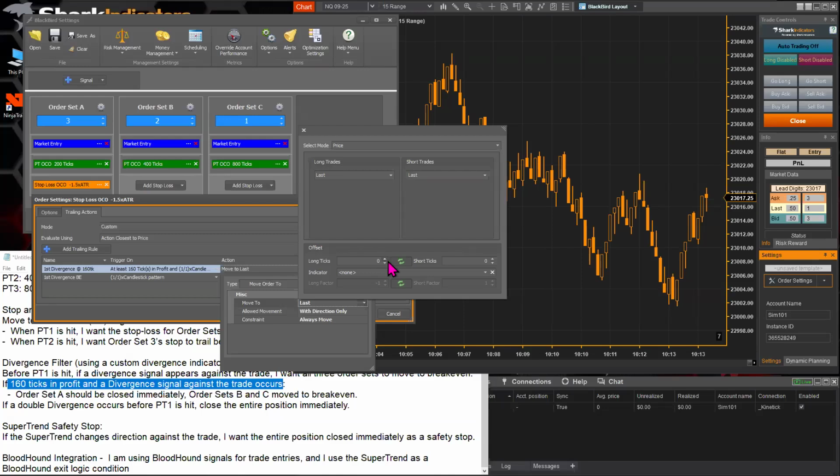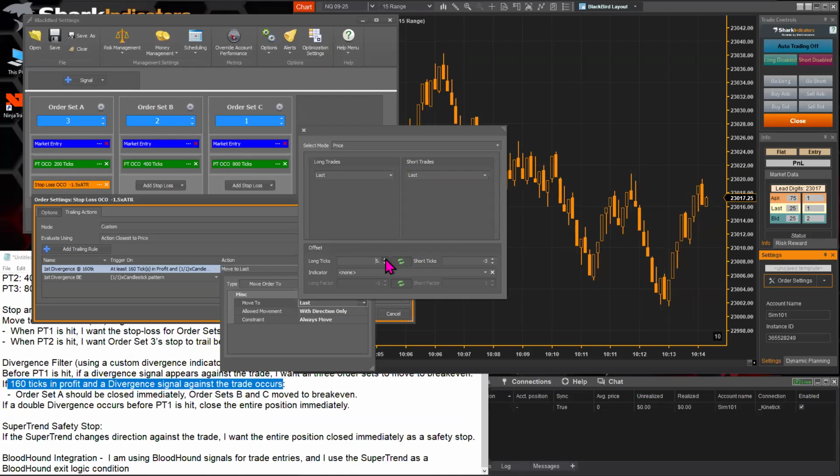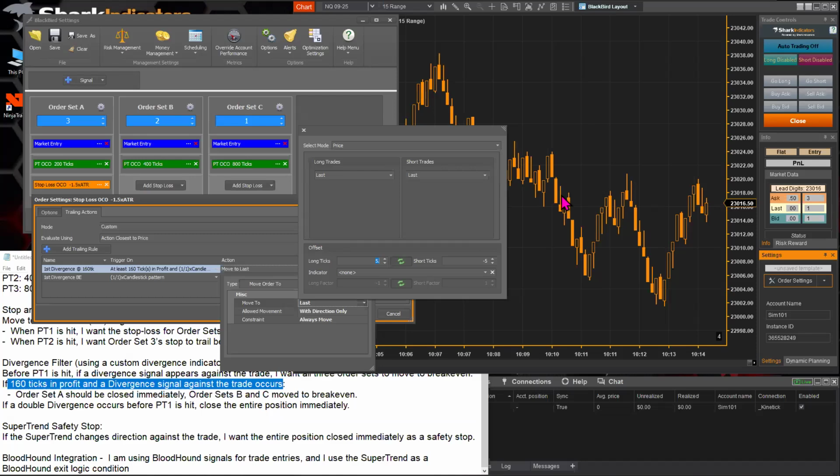So, if we're in a long trade, just to be safe, since the markets do move pretty darn fast these days, you might consider adding a tick or two above the last price, especially if you're trading something like the NQ that can move 5 ticks in a tenth of a second. Okay, so there we go.